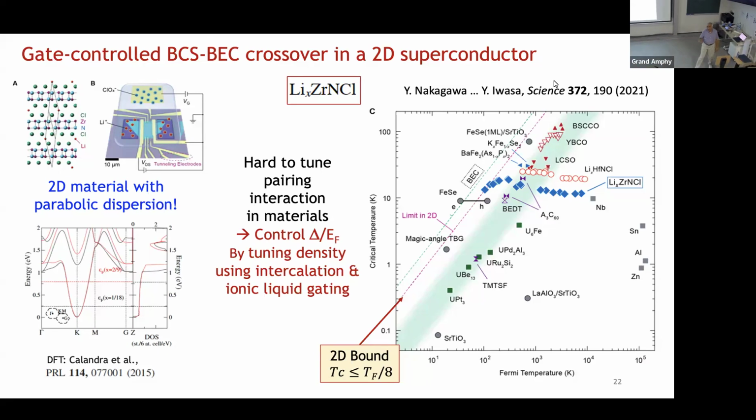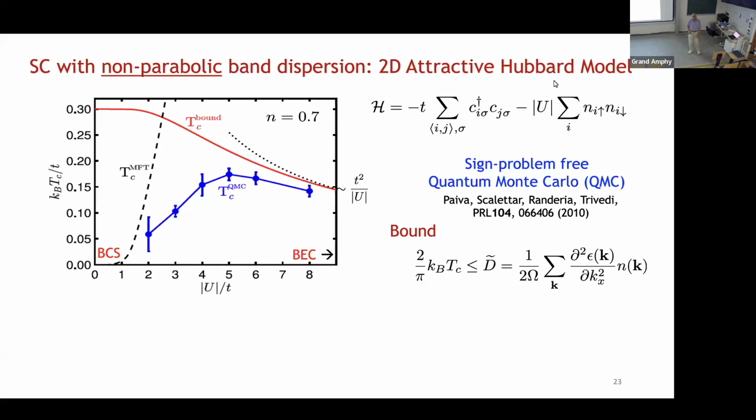Now, what happens when you have non-parabolic dispersion? The first thing we did at this point was to check against numerics. So let's take the attractive Hubbard model, which has a non-parabolic cosine kx plus cosine ky dispersion. It's a square lattice dispersion. You can do sign-problem-free quantum Monte Carlo. And this is the Berezinskii-Kosterlitz-Thouless temperature as determined by Nandini and collaborators on this system as a function of the attractive interaction.